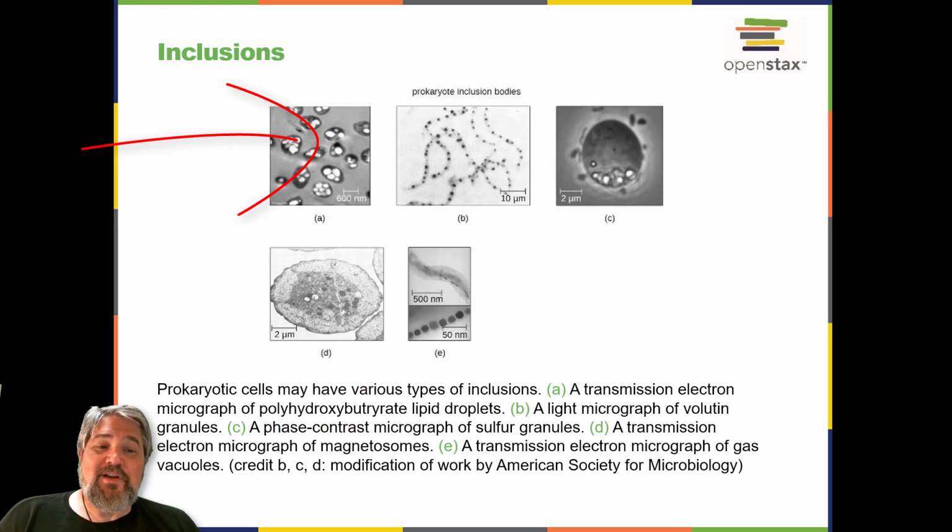Industrially, PHB has also been used as a source of biodegradable polymers for bioplastics. Several different types of inclusions are shown here. Some prokaryotic cells have other types of inclusions that serve purposes other than nutrient storage. For example, some prokaryotic cells produce gas vacuoles, accumulations of small protein-lined vesicles of gas.